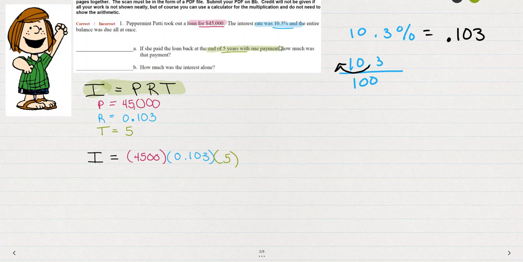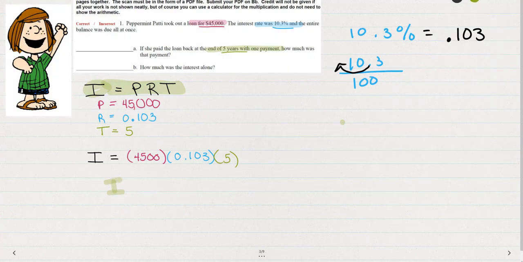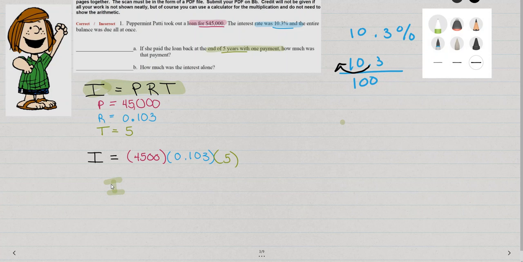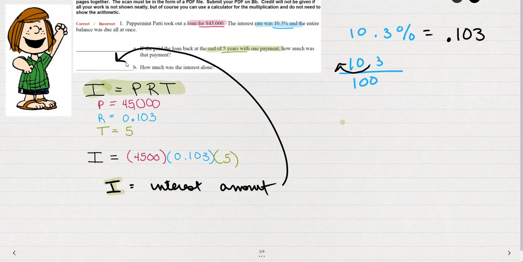Peppermint took out a loan for $45,000, and we've got her interest rate and the amount of time, because we're looking in part A here, it says if she paid the loan back at the end of 5 years, how much was that repayment? If I do the simple interest equals PRT, this is going to give us an interest amount. And that interest amount is what I'm being asked for here in part B.